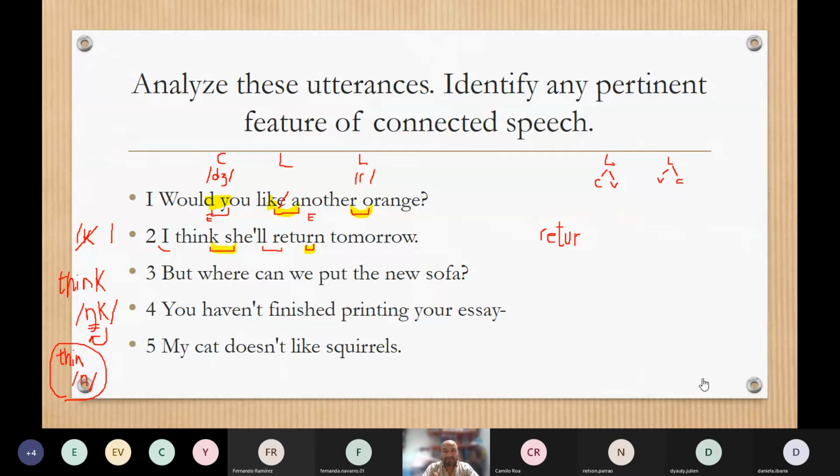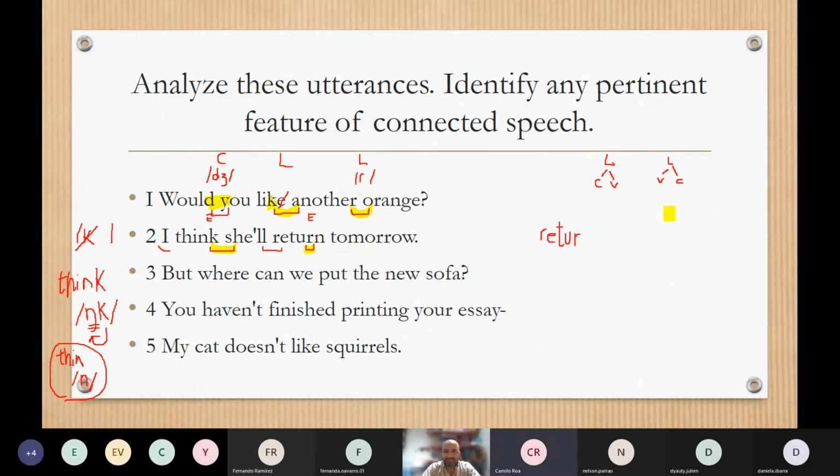So sometimes it's really good to see the details. What's really behind all this wonderful stage, right? So that's what we're doing. We're trying to go into details in terms of what's going on when we're connecting the words. But where can we put the new sofa? That's the question that Fernando was asking us. What do you see here in terms of connected speech, guys?